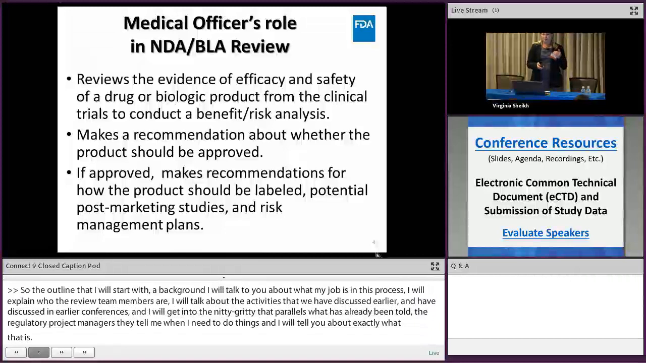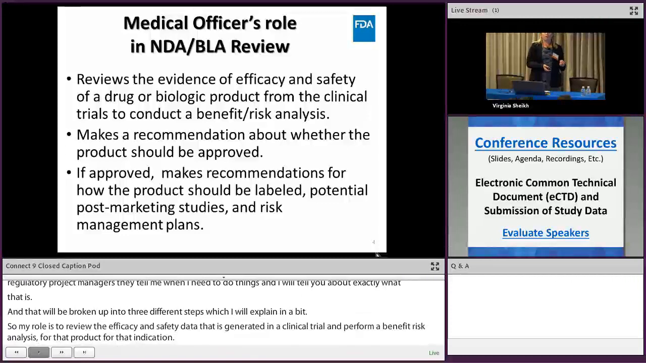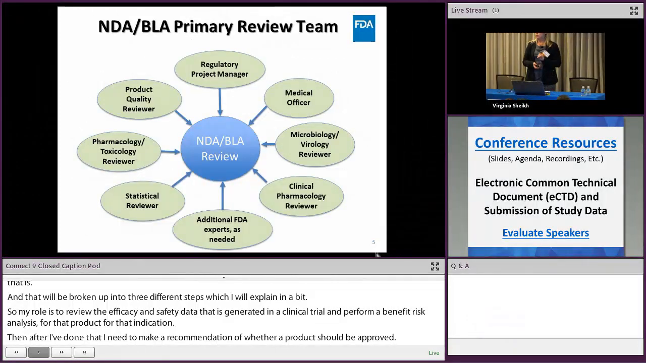So my role is to review the efficacy and safety data that's generated in the clinical trial and perform a benefit-risk assessment for that product, for that indication. Then, after I've done that, I need to make a recommendation of whether a product should be approved. And if it's approved, I have to make a recommendation about how the product should be labeled, potential post-marketing requirements or commitments that should be requested, and developing risk management plans if they're needed.